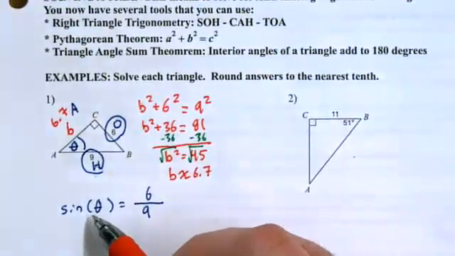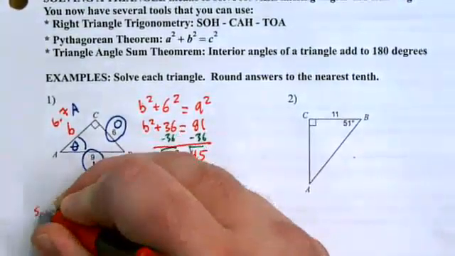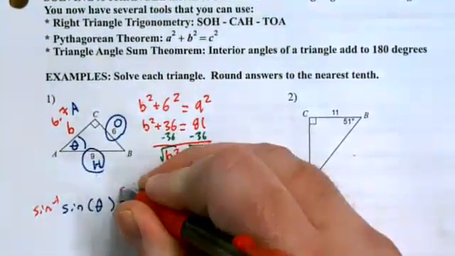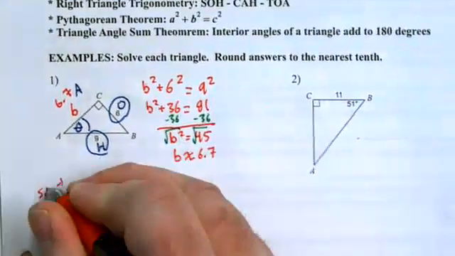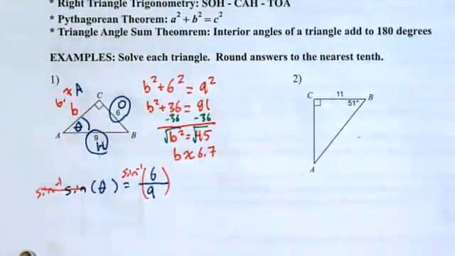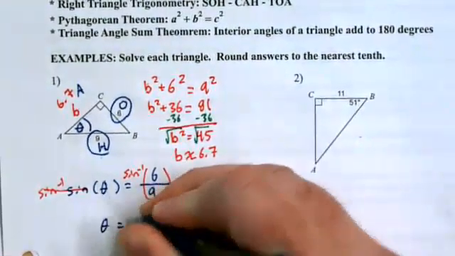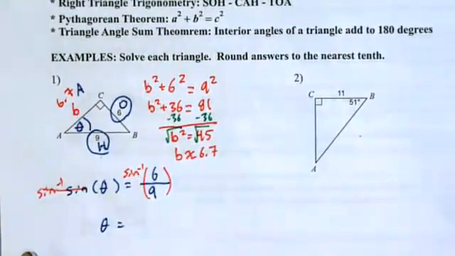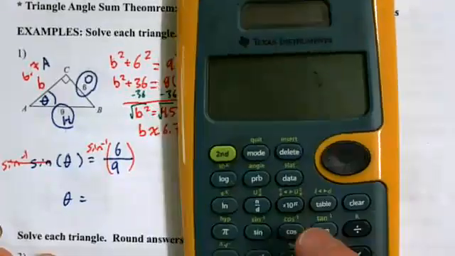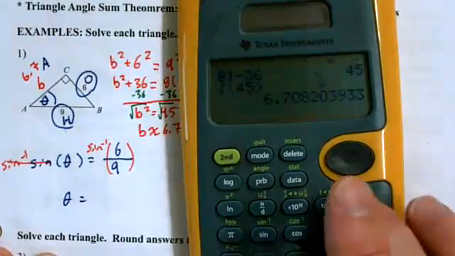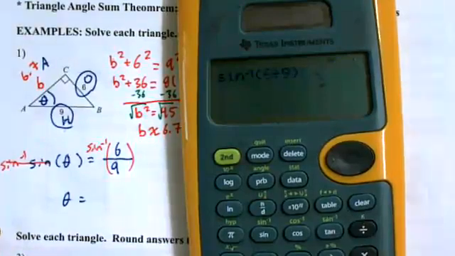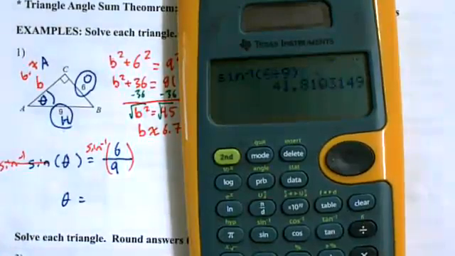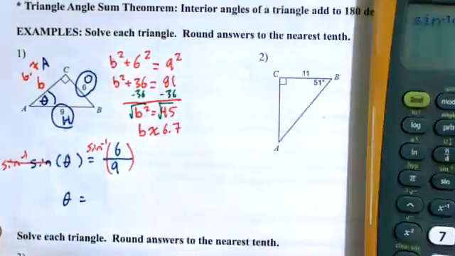We need to do the inverse. This is one of those problems where we're going to do an inverse sine, and we got to do it on both sides. The inverse and the regular sine will cancel out here, and then we got theta equals whatever the inverse sine of 6 over 9 is. We'll let our calculator do the hard work for that. So inverse sine of 6 divided by 9 comes out to about, I'm going to call that 41.8 degrees.